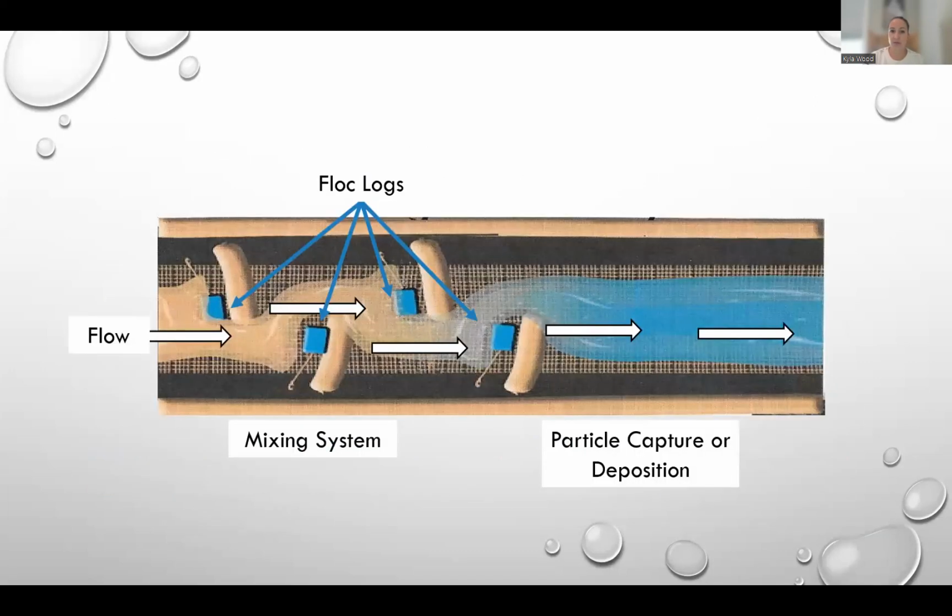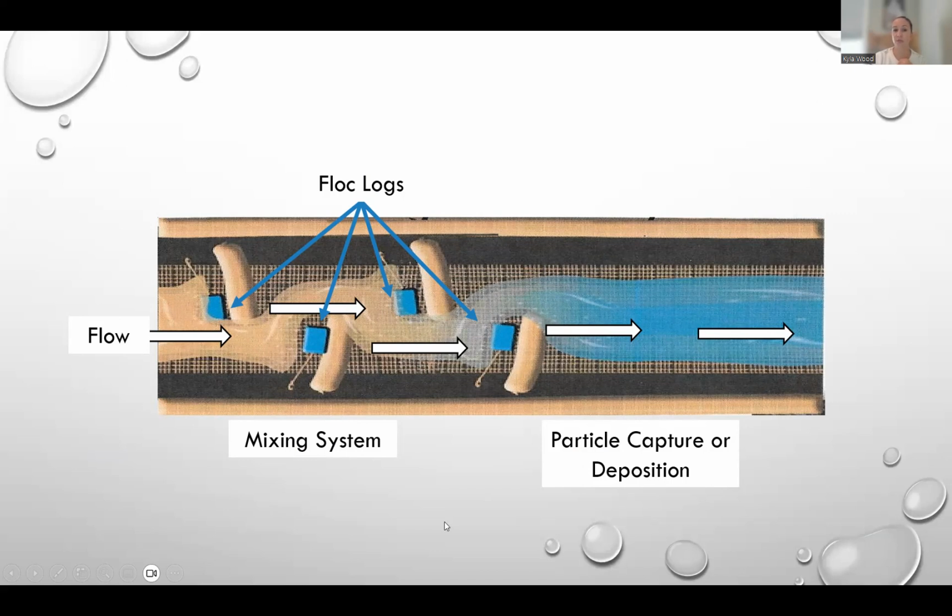A couple other things, we want to make sure that the flock logs are placed well in the channel and that there's no extra sources of turbidity that come in after our treatment system. So, say after this last wattle here, we have some sheet flow or some other channelized source of turbidity, we're going to mask all the work that we just did at the top of that channel.